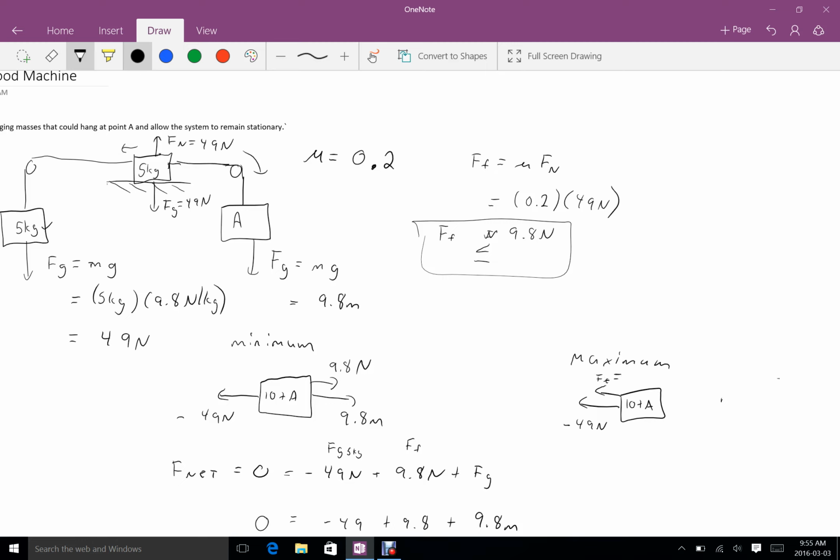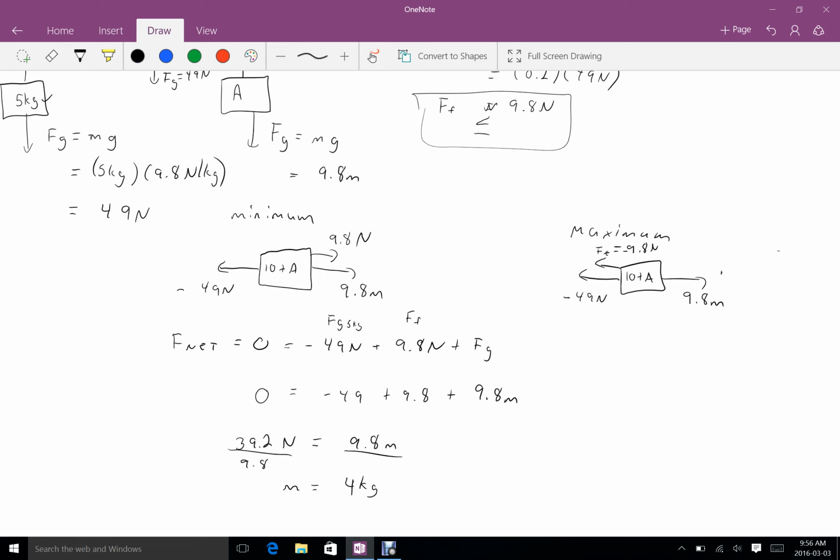So the force of friction here would be 9.8 newtons, but as opposed to being in my positive direction and trying to keep the 5 kilogram object from falling, now it's in my negative direction and trying to keep the object A from falling. And I still have the force of gravity acting on object A.